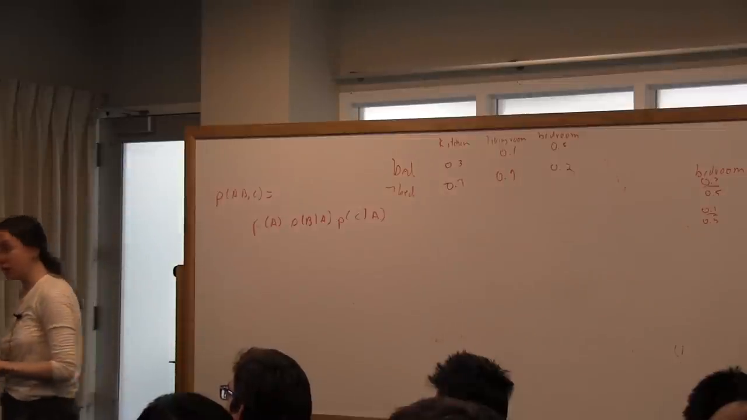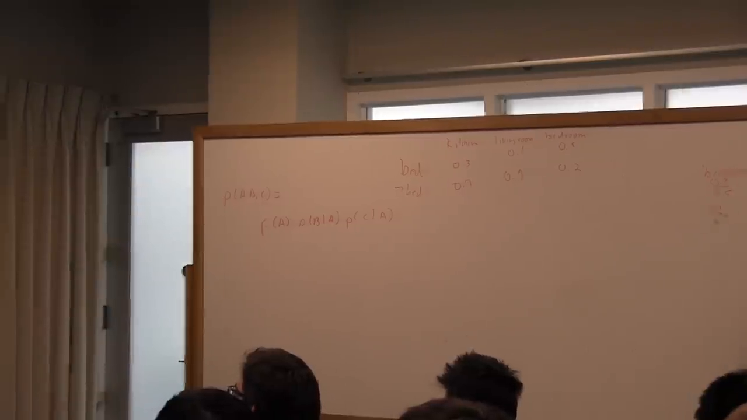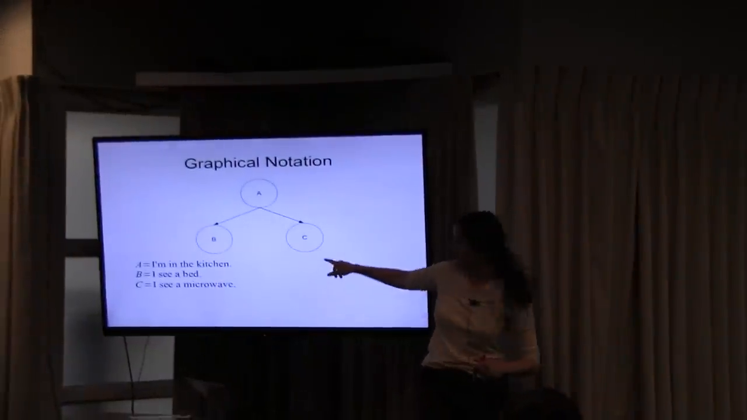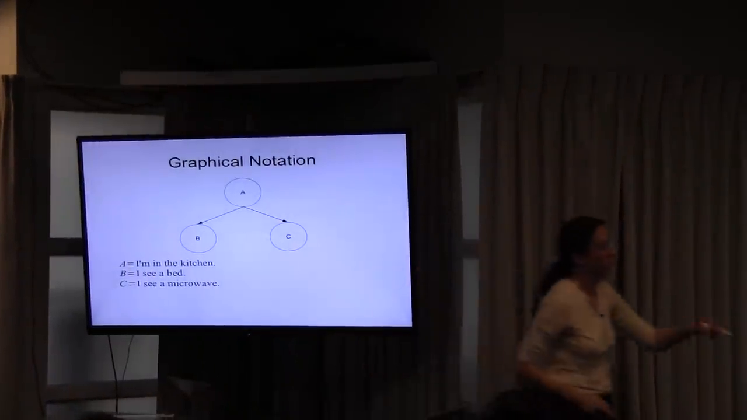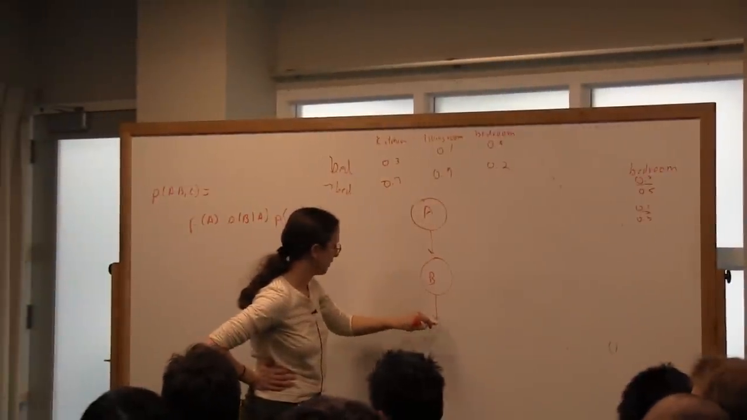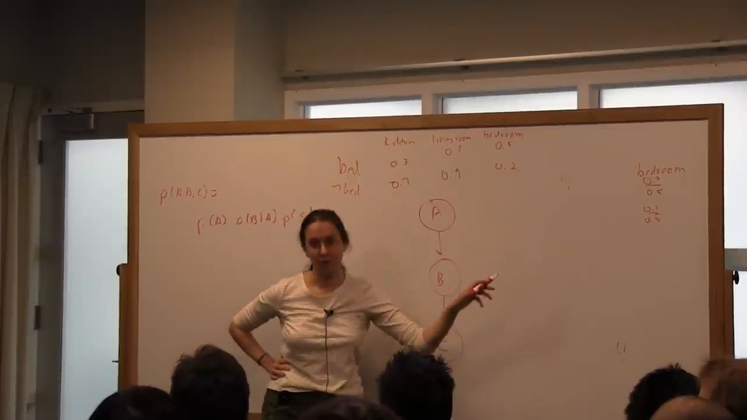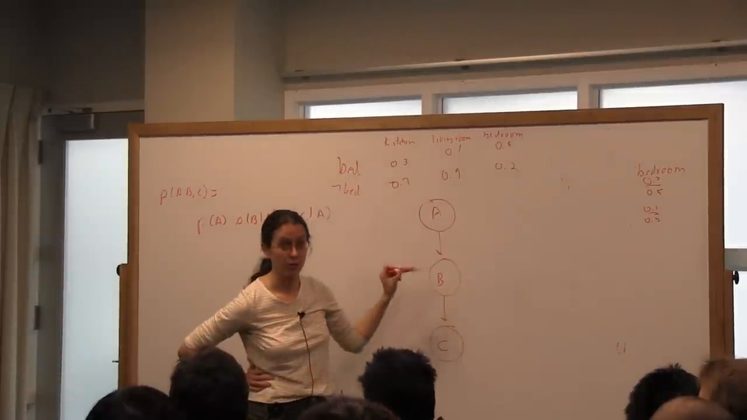So if I wanted to not make that assumption, how could I modify the graph? Yes? I just have A goes to B goes to C. A goes to B, and then B goes to C. Well, do I still need this edge here? Let's draw this graph. A goes to B, goes to C. So let's write out the distribution that this corresponds to.